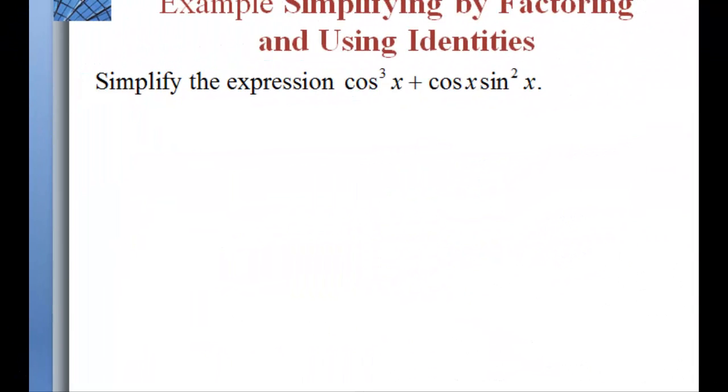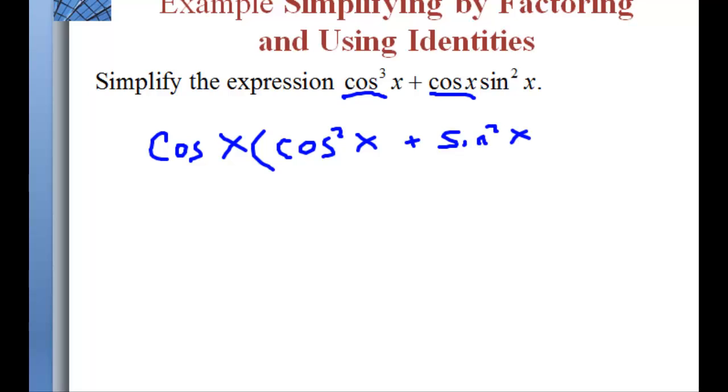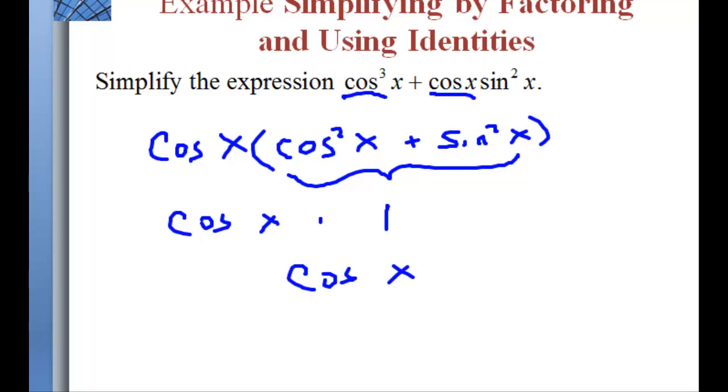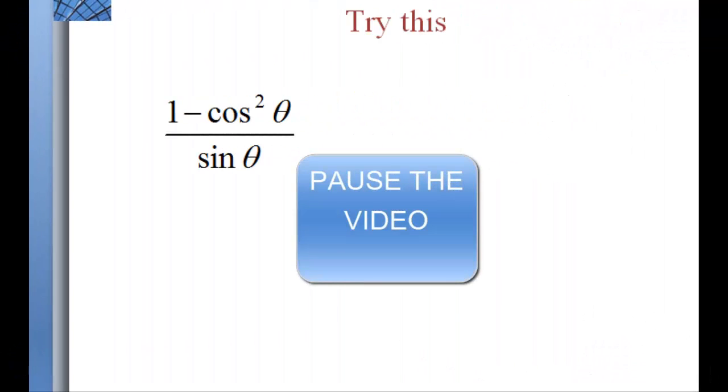Now we're going to use some examples of simplifying by factoring and using identities. If we have cosine cubed x plus cosine x sine squared x, we want to simplify this. The first thing that we can do is to factor out a cosine x. And we're left with cosine squared x plus sine squared x. We know that cosine squared x plus sine squared x is equal to 1. So this is cosine x times 1, which is just cosine x. Pause the video and see if you can simplify this one.